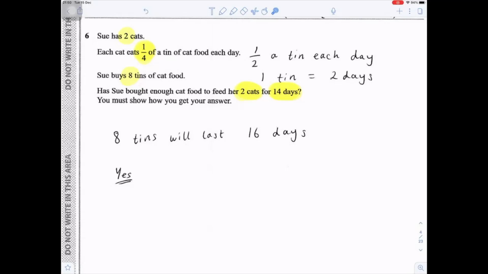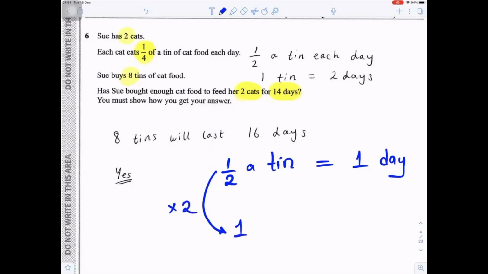So half a tin each day, that means half a tin for each day, for 1 day. If you times by 2, that gives you 1 tin. And if you times the other side by 2, that gives you 2 days. That means 1 tin is eaten every 2 days.